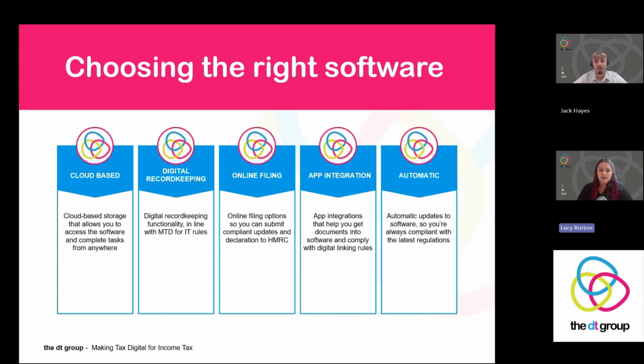And then automatic updates to software, so you don't have to worry about being compliant and the latest regulations. These software providers already do that and have that as a key focus, so they will always make sure that if something changes and you need, for example, another category available, that is something in that accounting software. So again, when it comes to choosing the right software, you can always speak to us. We will always talk about Xero and QuickBooks because they're our two favorite chosen accounting tools, but there are more out there if you'd rather do it alone.